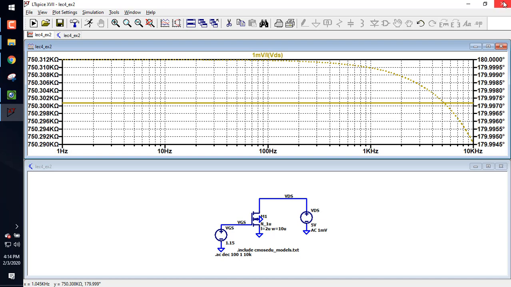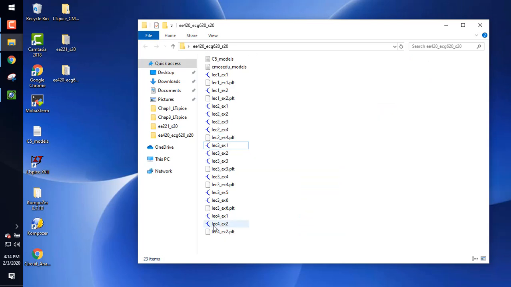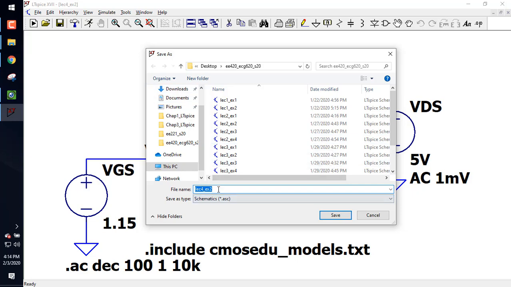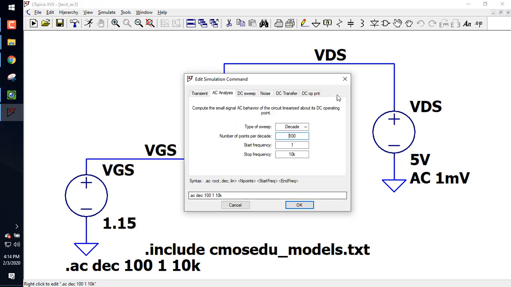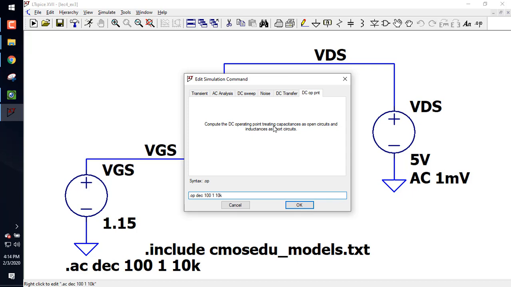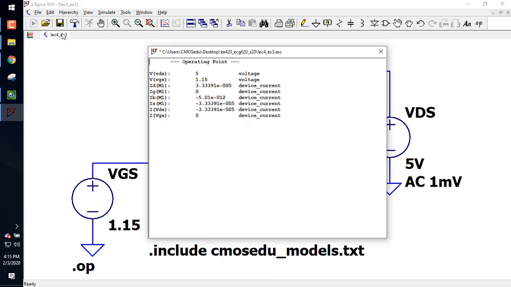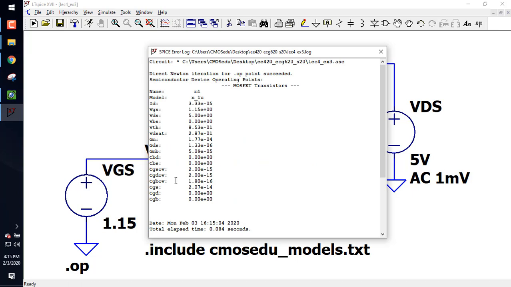So then I'm going to close this, and then right click, view, list, and I'm going to do file, save as, and let's save as example 3. And let's change this to .op. Come on, Shelly, .op. And hit save, hit run, and then I'm going to go to view SPICE error log. So this gives you the small signal parameters, and you see this GDS.